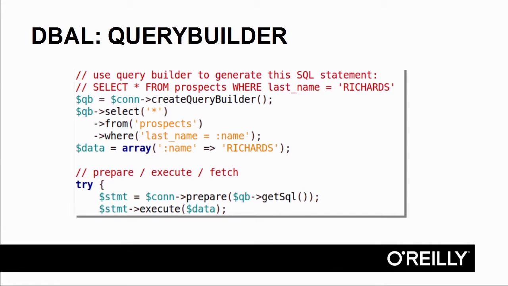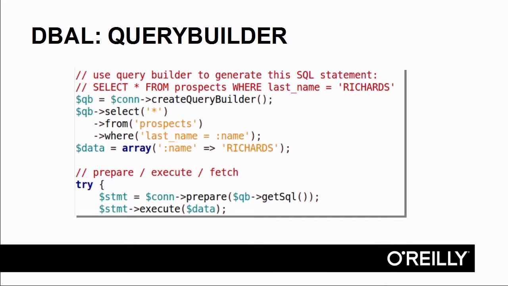DBAL also supports quite a few other features which are discussed in other lessons. These include the Doctrine Query Builder. You'd simply execute create query builder, which gives you a query builder instance from which you can generate the statement that we've seen before, select star from prospects where last name equals Richards.